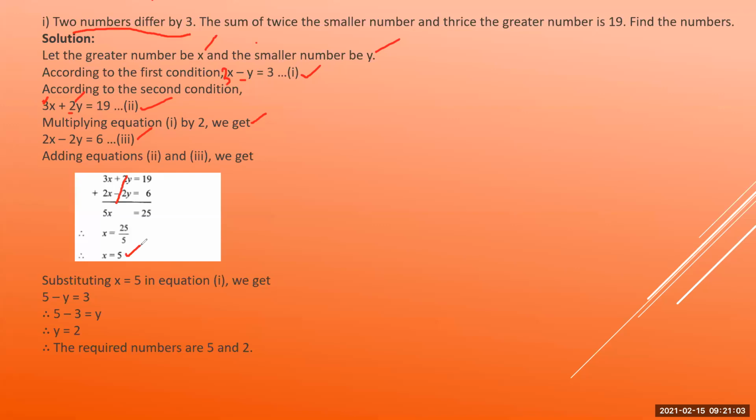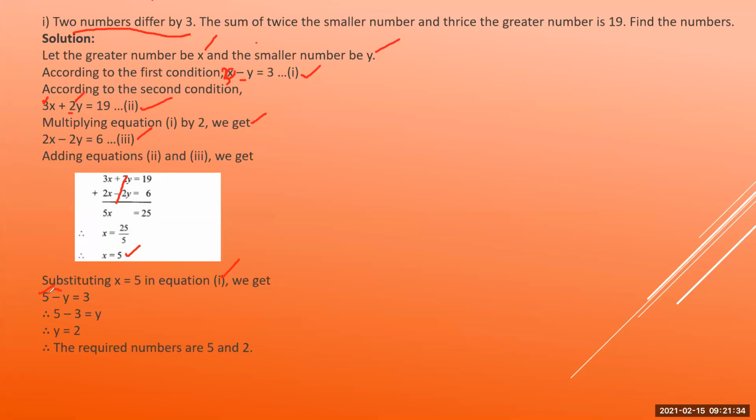One number we have got, that is the greater number we have found out. But what we require is the smaller also. So simply substitute x is equal to 5 in any one of the equations. Here we substituted in equation 1. What is equation 1? x minus y is equal to 3. Instead of x, we have substituted 5. So 5 minus y is equal to 3.